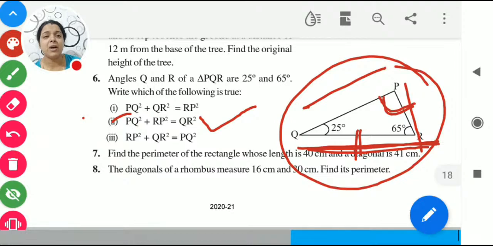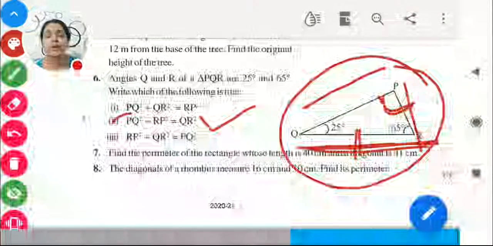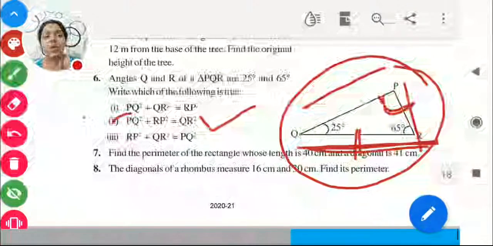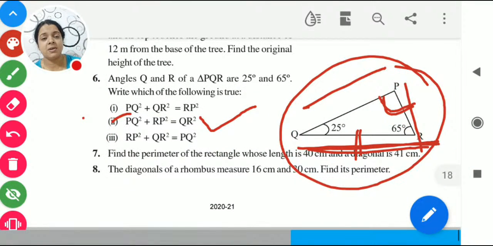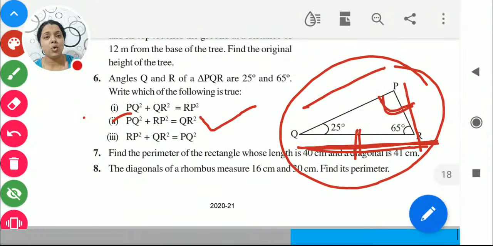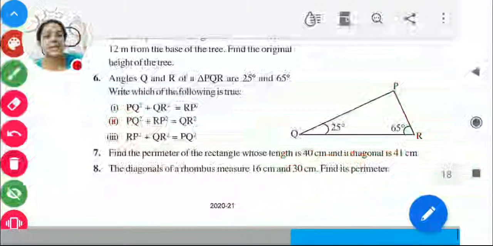What did you find here? Basically found that it is very important to first know whether any of the angle is a right angle or not, right? Remember, whether any of the angle is right angle or not. If yes, the opposite side will be the hypotenuse and it will be the square.